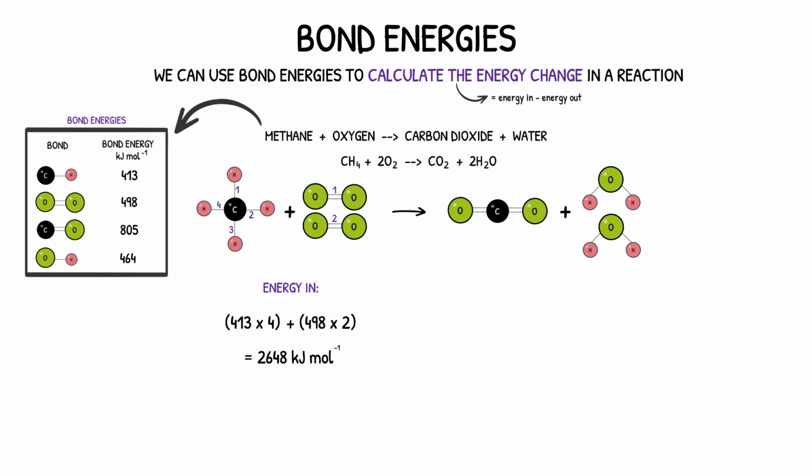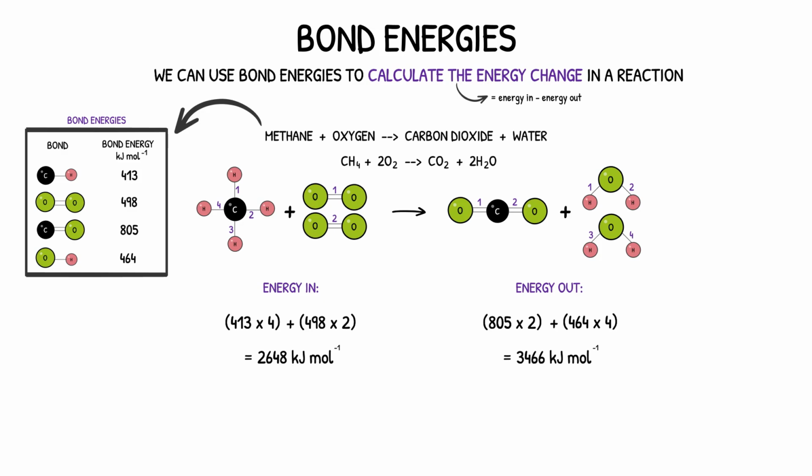Next, we calculate the energy released into the surroundings to form the new bonds in our products. This is the energy out. In our products, we have 2 carbon to oxygen bonds in our molecule of carbon dioxide and 4 oxygen to hydrogen bonds in our molecules of water. So our energy out is equal to 805 times 2 plus 464 times 4, which is equal to 3,466 kilojoules per mole.